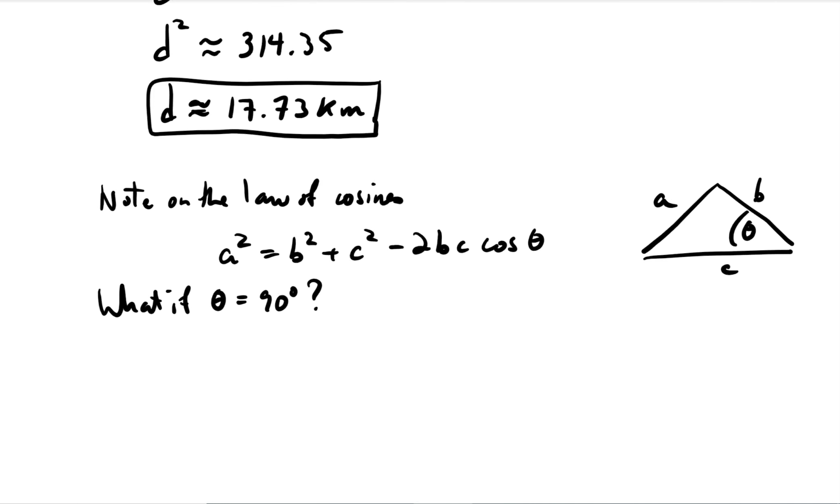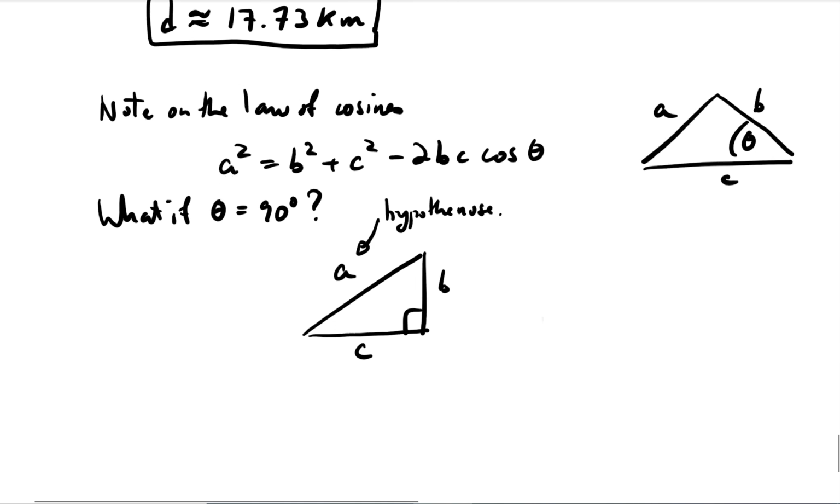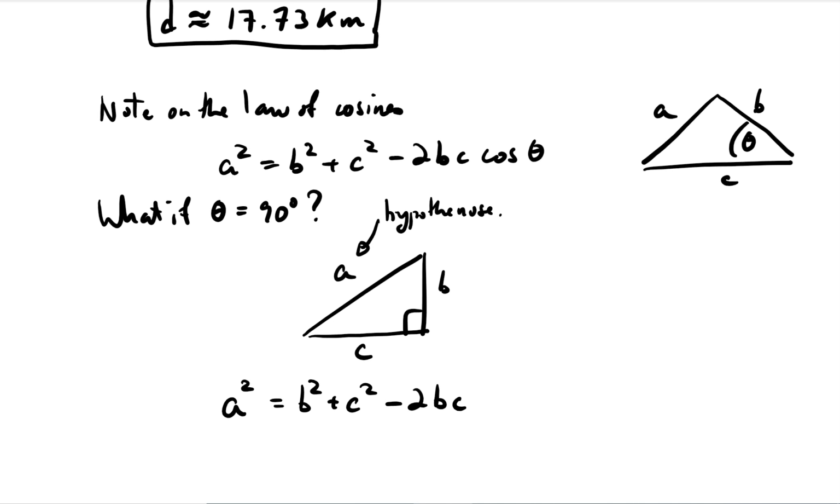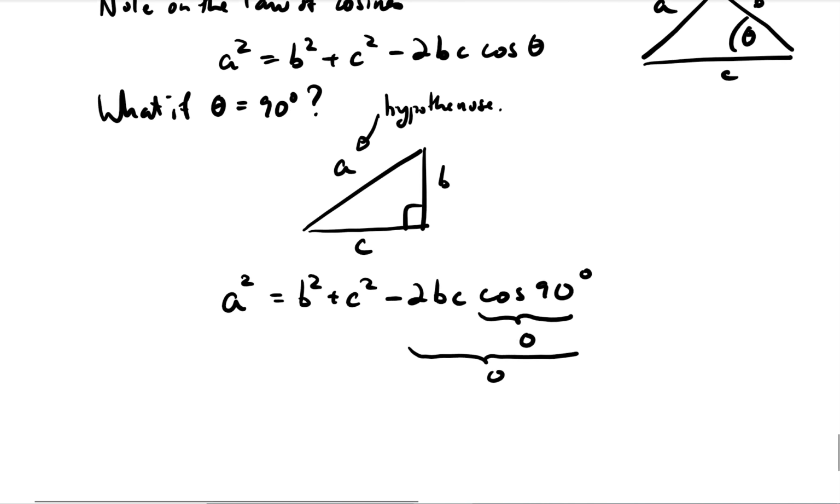In other words, what if I've got a right triangle? What if the angle is right? So a turns out to be the hypotenuse of the triangle, and b and c are the two legs. So what happens then? We get that a squared is equal to b squared plus c squared minus 2bc cos of 90 degrees. But what's cos of 90 degrees? That's 0. So this entire term is 0. And we've got that a squared is b squared plus c squared. And we've got the Pythagorean theorem.